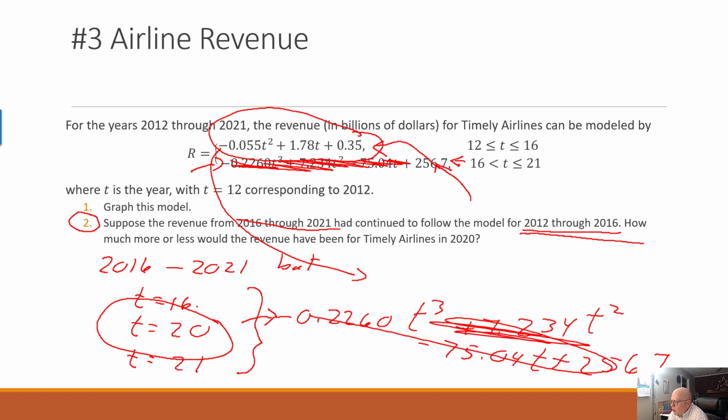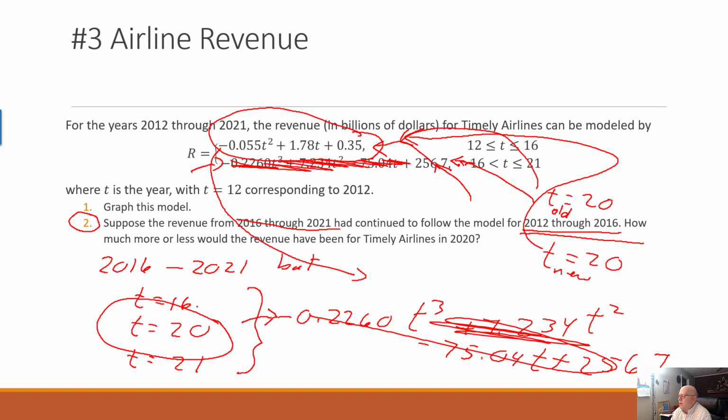Use the model for 12 to 16. So what you're going to do is take this t equals 20 and see what it would have been with the original model. T equals 20, and this is with the old model. And then you're going to use t equals 20 for the new model, which is from the first 5 years.